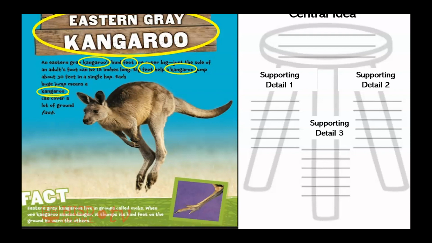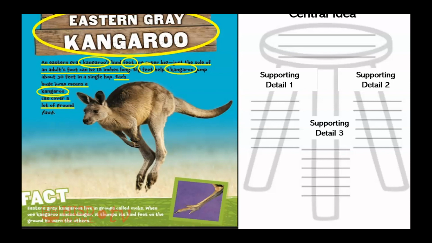Step 3 says circle words and ideas repeated throughout the text. Underline the first and last sentence. As I read, the words that kept repeating were kangaroo, feet, over and over. And we're going to underline the first and last sentence. An eastern gray kangaroo's hind feet are super big. Just the sole of an adult's foot can be 18 inches long. And the last sentence: Each huge jump means a kangaroo can cover a lot of ground fast.